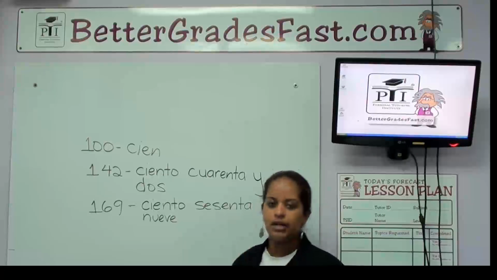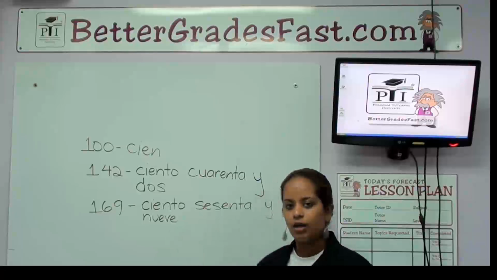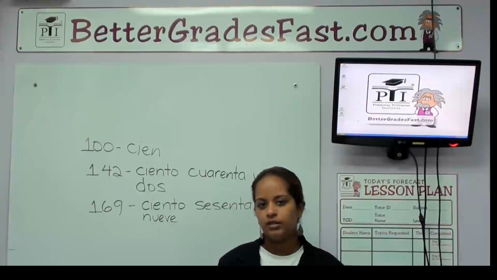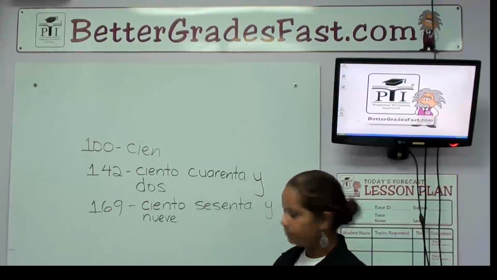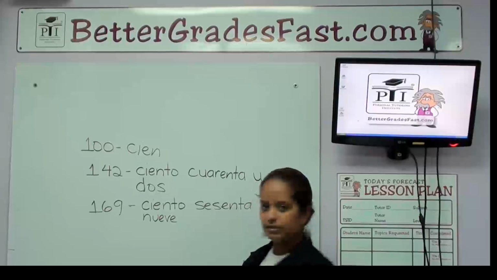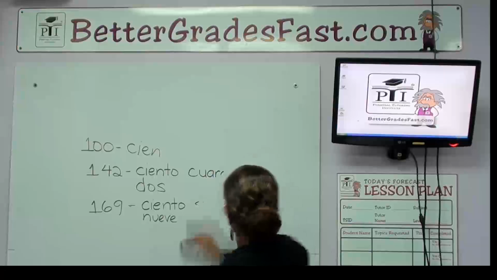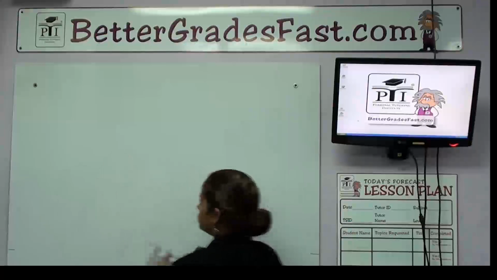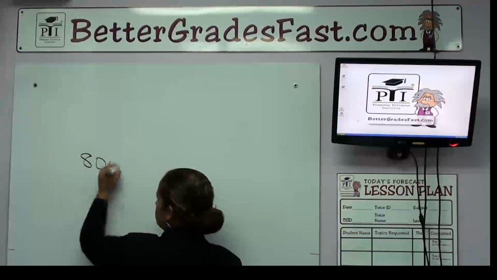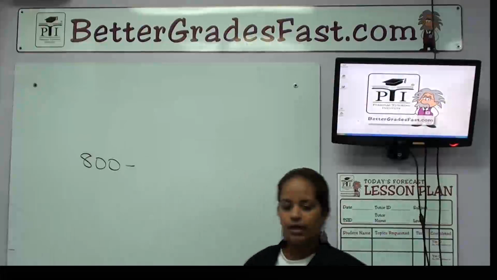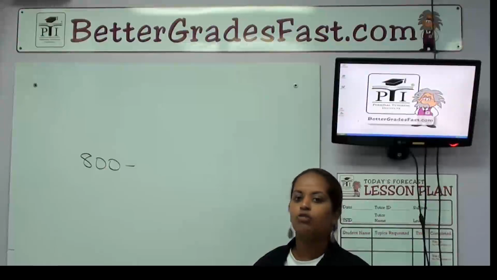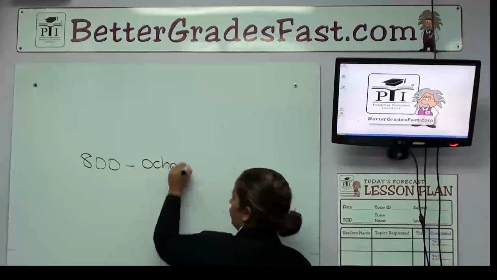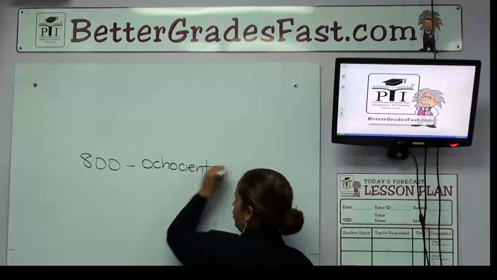The process is the same for numbers in the higher hundreds. For example, 300, 400, 800. However, if you need to say 800, for example, it will be as though you are saying eight hundreds. Ocho. And the word for hundreds, cientos, which we just learned.